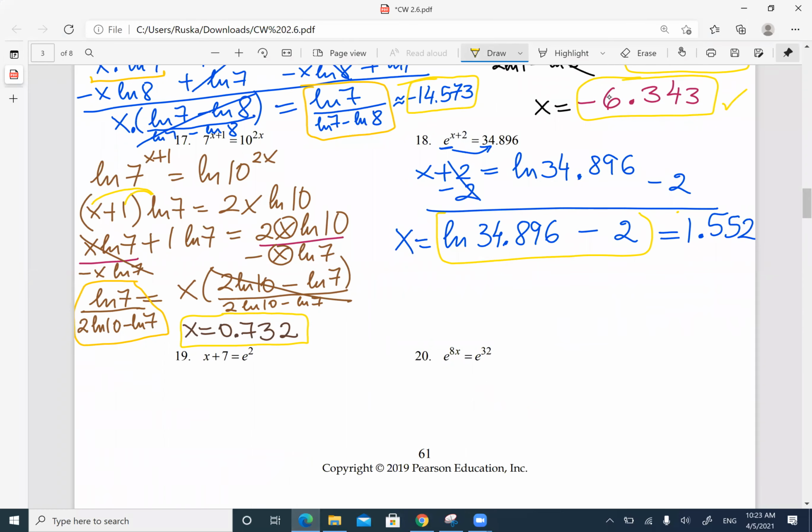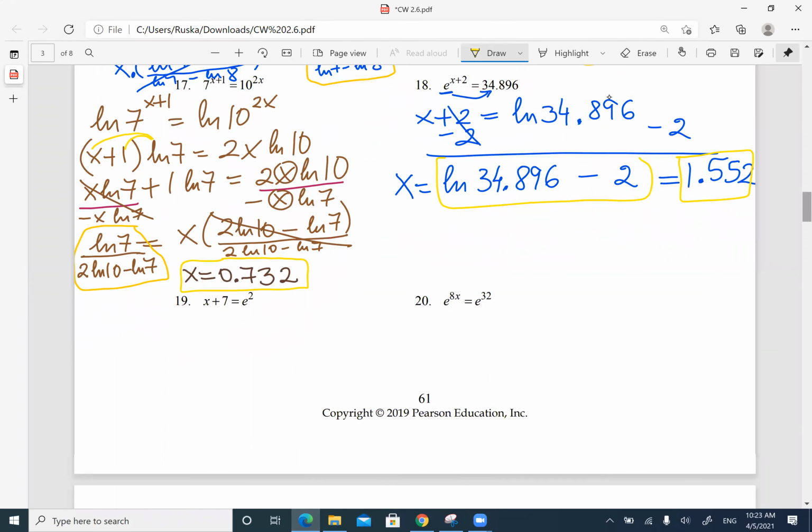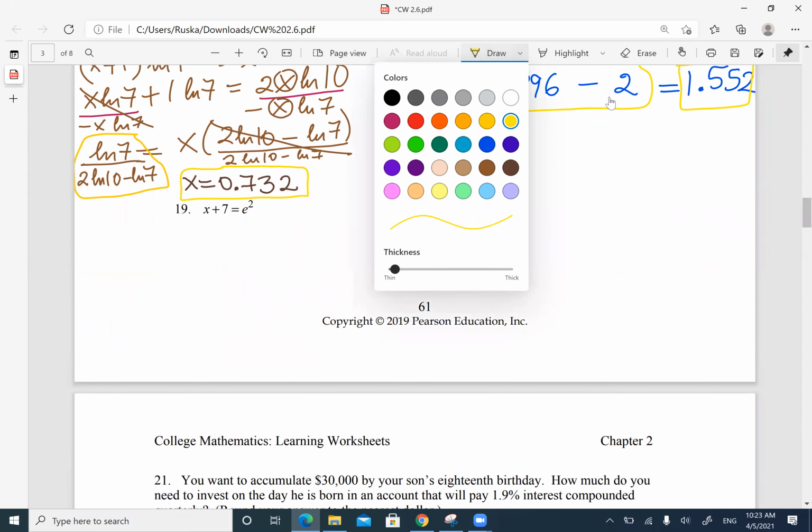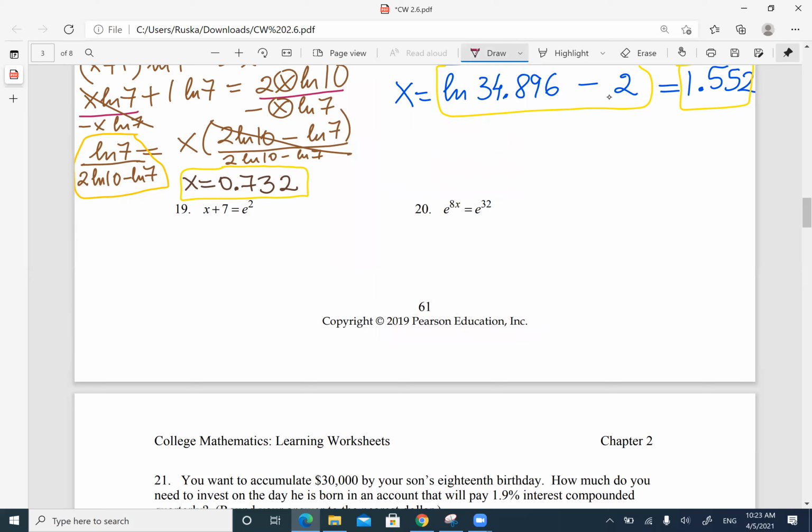Any questions so far? Okay, we have 2 more to go. And the last 2 questions, they're absolutely the same way. So looking at number 19, can you tell me what you're going to do for 19 to get x by itself? This is easy. What are you going to do?